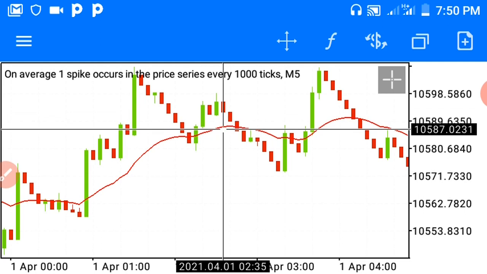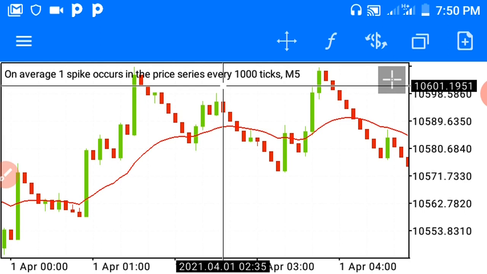Then where will your take profit be? I suggest you leave your take profit open. Why do I say leave your take profit open? Because at times it might even spike 3 times in just that 5 minutes. So you leave your take profit open, then you can move your stop loss. If it spikes once, you can move your stop loss.